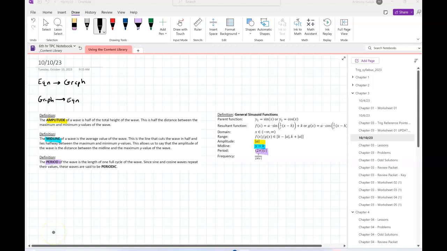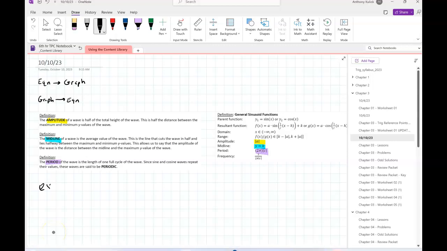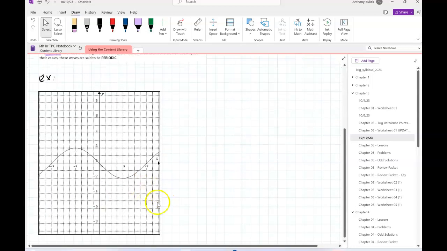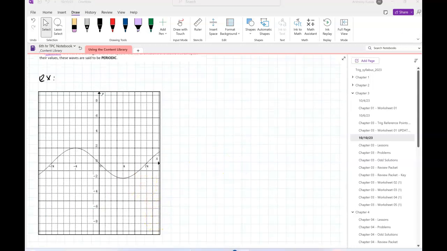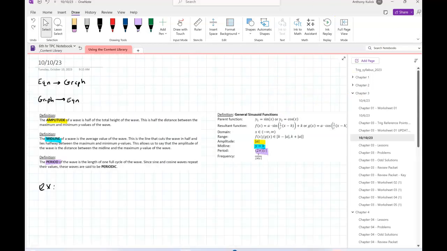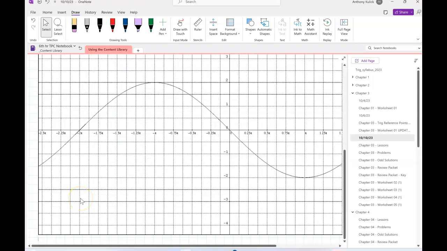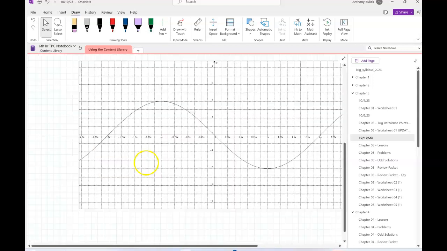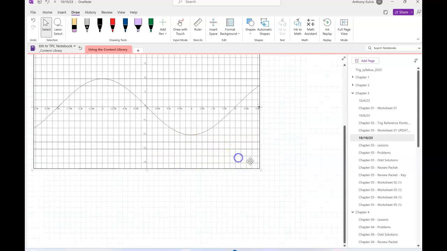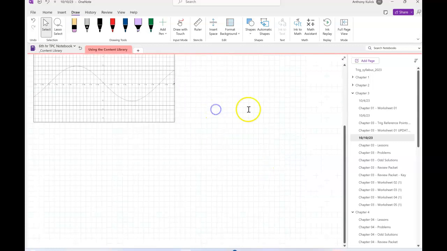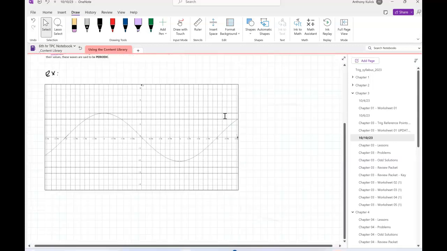Okay, so let's do some examples here of how we're going to use these ideas to go backwards through this. I don't like the way that came out. Let me get a better picture here. Oh, that's so big. All right, so let's say that we're given a graph that looks like this.